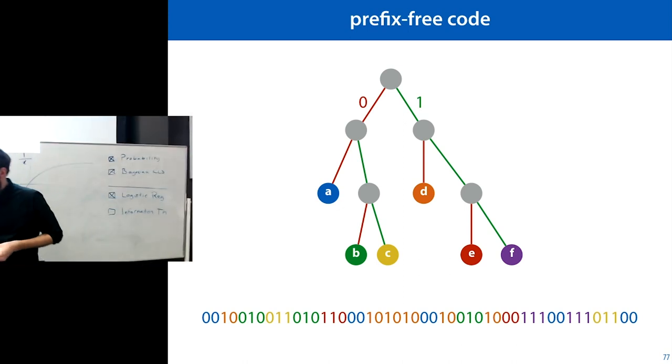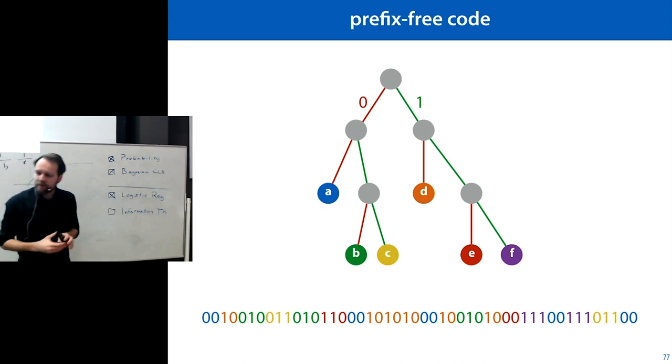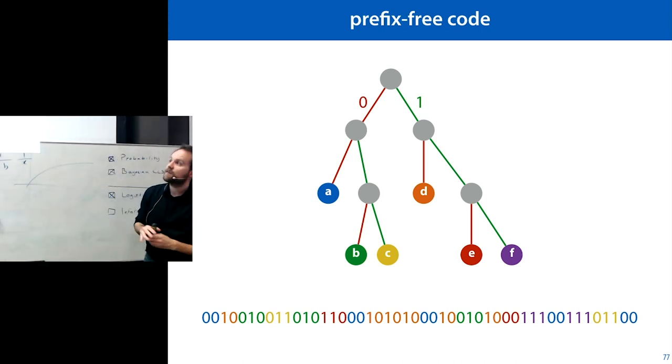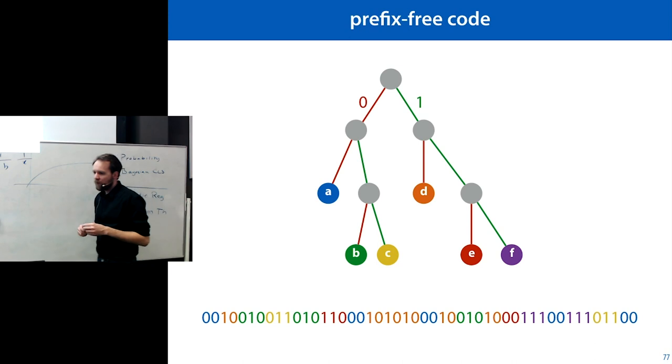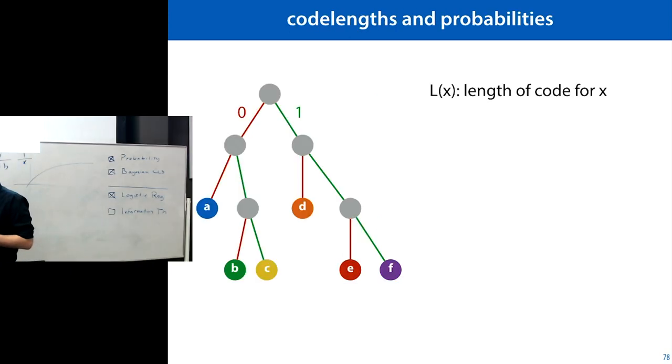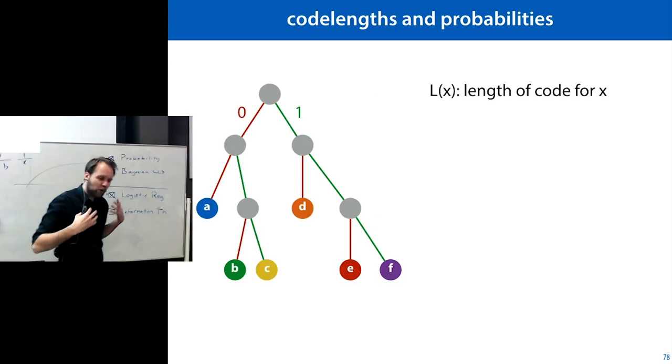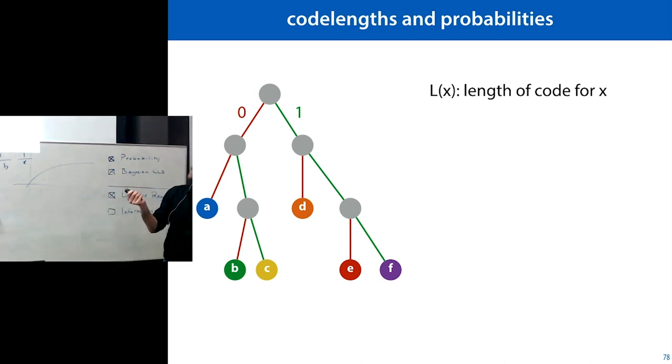And prefix trees have this property that every prefix tree represents a probability distribution, from which we can just sample by flipping a coin to decide whether we go left or right. So every prefix-free code is also a probability distribution.